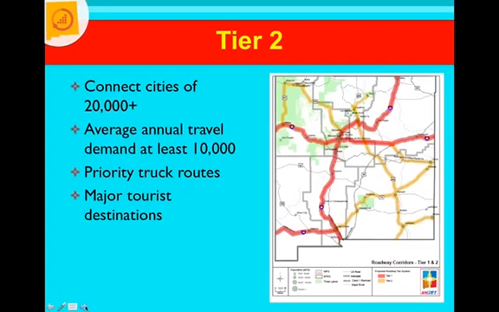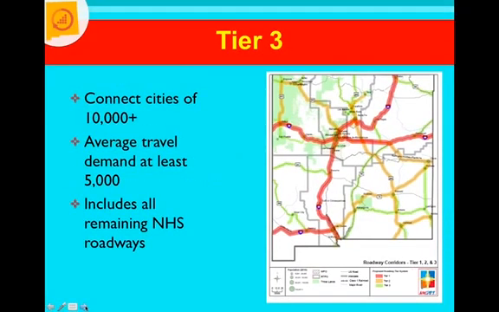The next slide shows our Tier 2 road system. And the idea behind this was connecting our major cities with the higher amounts of travel, as well as some of our priority truck routes, and connecting to our major tourist destinations. The next slide shows our Tier 3 network.